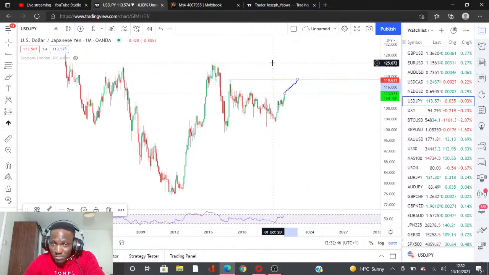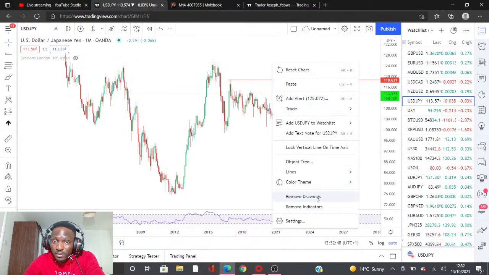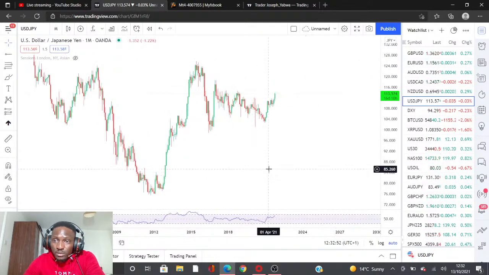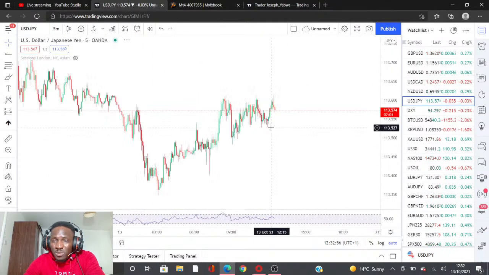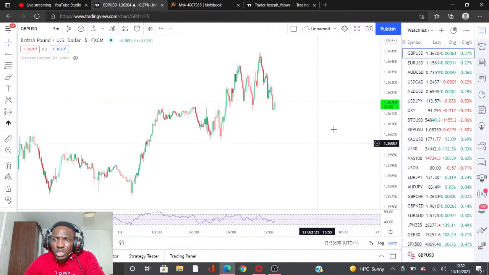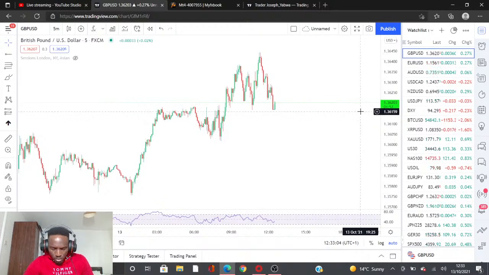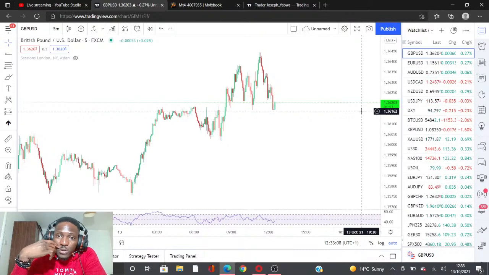So in terms of DXY, I don't think it's going to come down any time soon. And that's one of the reasons why the GBP USD on a higher time frame is bearish. Euro higher time frame is bearish. Aussie dollar higher time frame is bearish. All the USD currency pairs are bearish on a higher time frame.